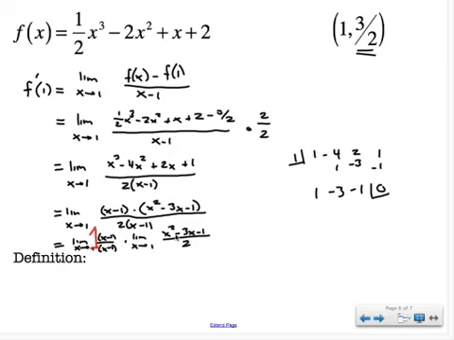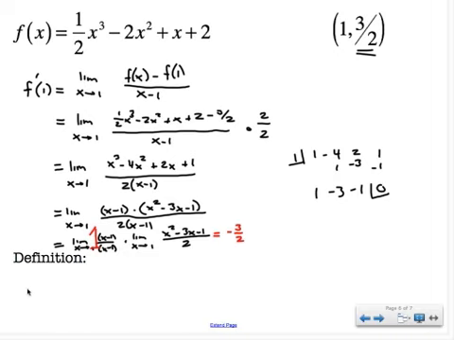And now here's what I've got. Limit as x goes to 1 of something that's not too bad. I can probably do a plug-in at this point. 1 minus 3 is negative 2, minus 1 is negative 3, over 2. So I get negative 3/2 is equal to f prime of 1. What does that mean? It means the slope of this curve at x equals 1 is negative 3/2. Okay, in a second we'll take a look at a picture and verify that.